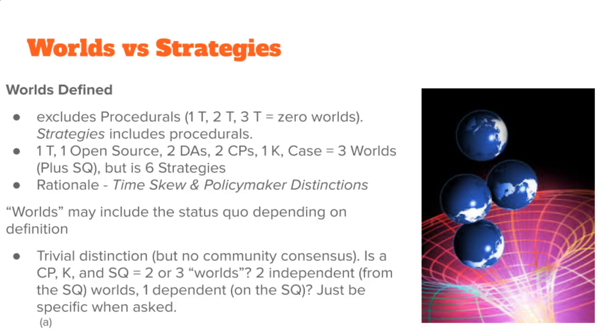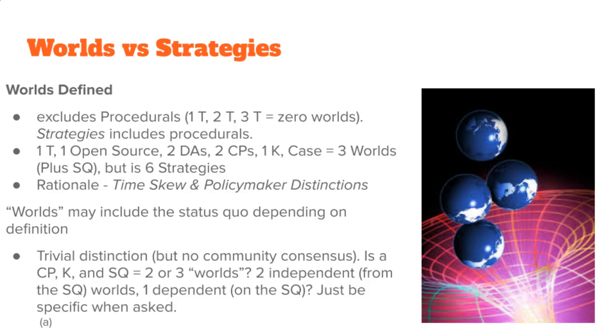A strategy is going to exclude procedurals. It doesn't matter if I'm reading 1, 2, 3 topicality or disclosure arguments. Those are not worlds. Those are procedurals. They come prior to any type of policymaking decision. Strategies include procedurals, so that might be 3 strategies right there, 3 different topicalities, but it is 0 worlds.